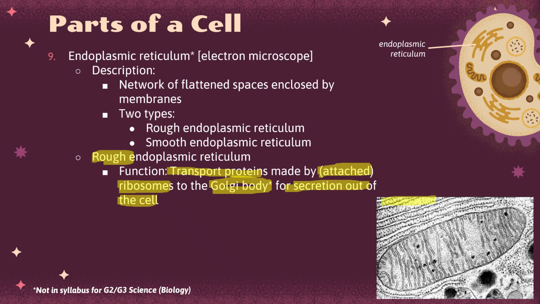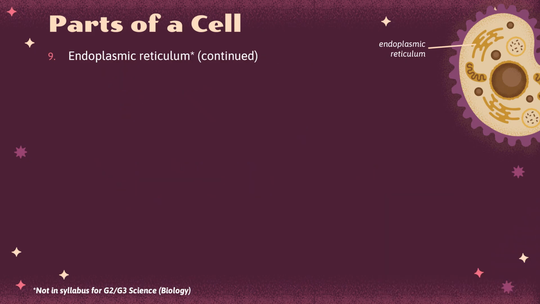Now in this diagram, you can see the rough endoplasmic reticulum. You can see the ribosomes that are attached to the endoplasmic reticulum. Hence, they give the endoplasmic reticulum a rough appearance.